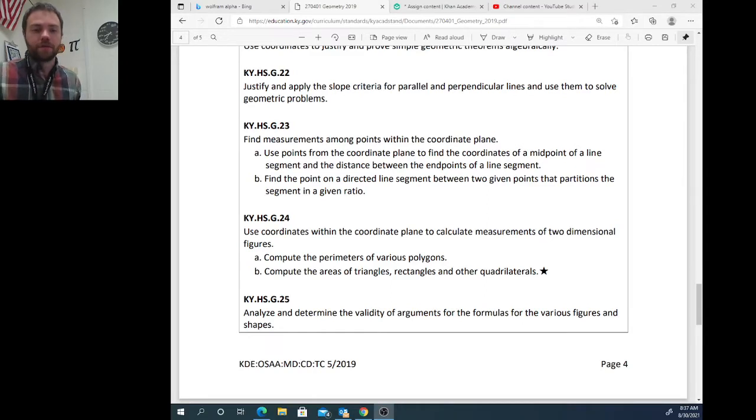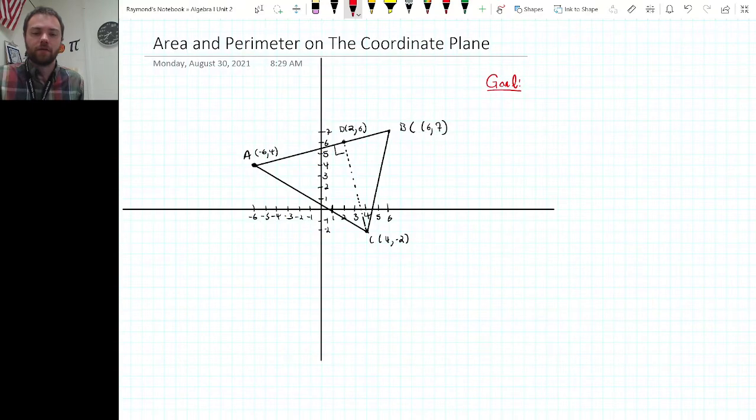Okay, so this problem was tripping a lot of students up in my class, and so I want to cover it in a little more detail and help you guys out. The standard that you're trying to meet is Kentucky HSG 24: use coordinates with a coordinate plane to calculate measurements of two-dimensional figures. You're trying to compute the perimeters of various polygons and compute the area of triangles, rectangles, and other quadrilaterals. Okay, so that's the standard, and let's talk about what's going on here.